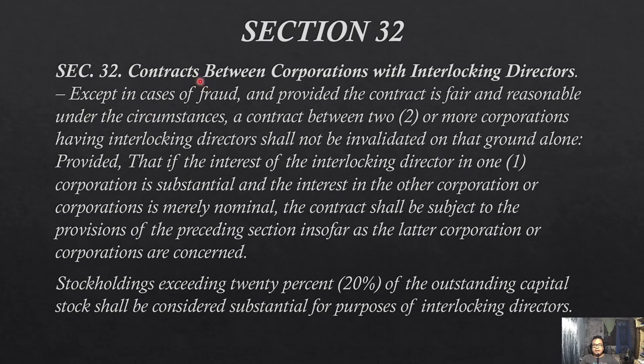Section 32 provides for contracts between corporations with interlocking directors. Meaning ng interlocking directors, si Corporation 1, si Corporation 2, meron silang director na pareho. Unless otherwise provided sa bylaws, ang isang director pwede maging director of one or more corporations. So pwede siya maging director dito, pwede rin siya maging director in another corporation. Ang tawag doon, interlocking directors.